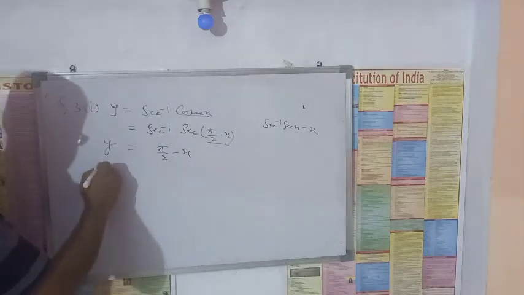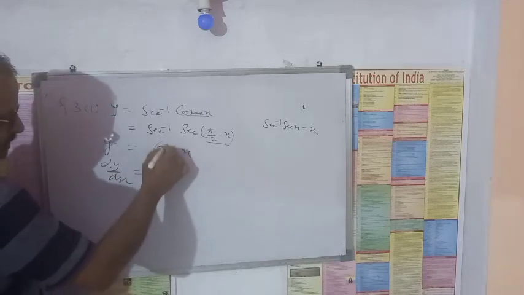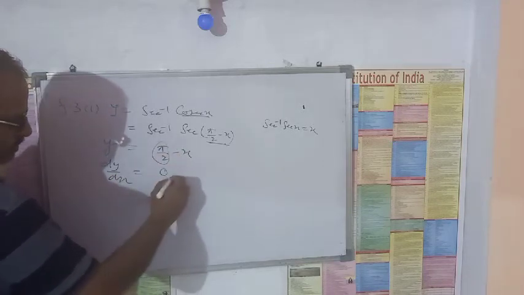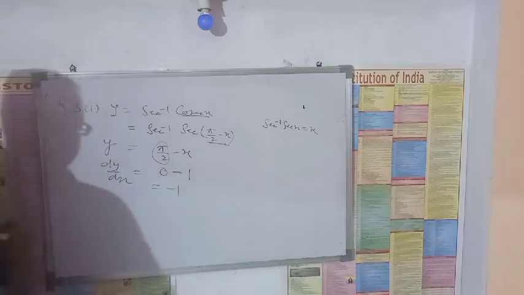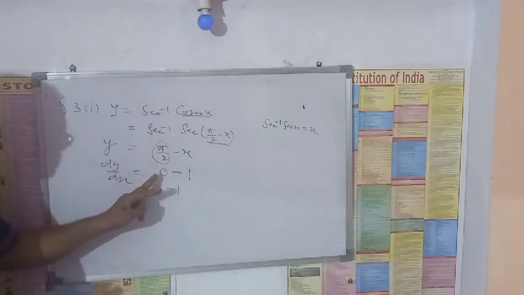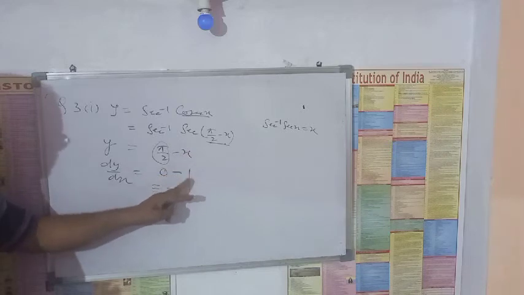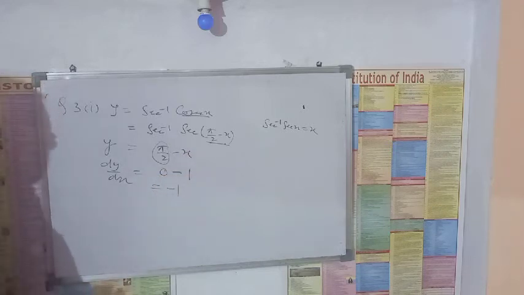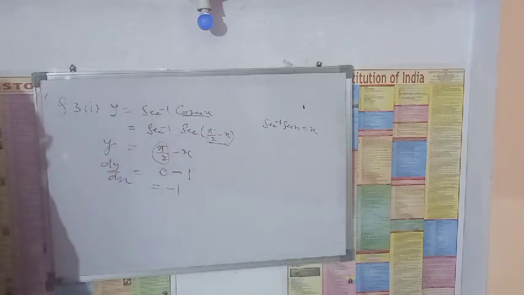Differentiate it. So dy by dx: pi by 2 is a constant, so its derivative is 0, and the derivative of x is 1. So minus 1 is the answer. So the derivative of sec inverse cosec x is minus 1.